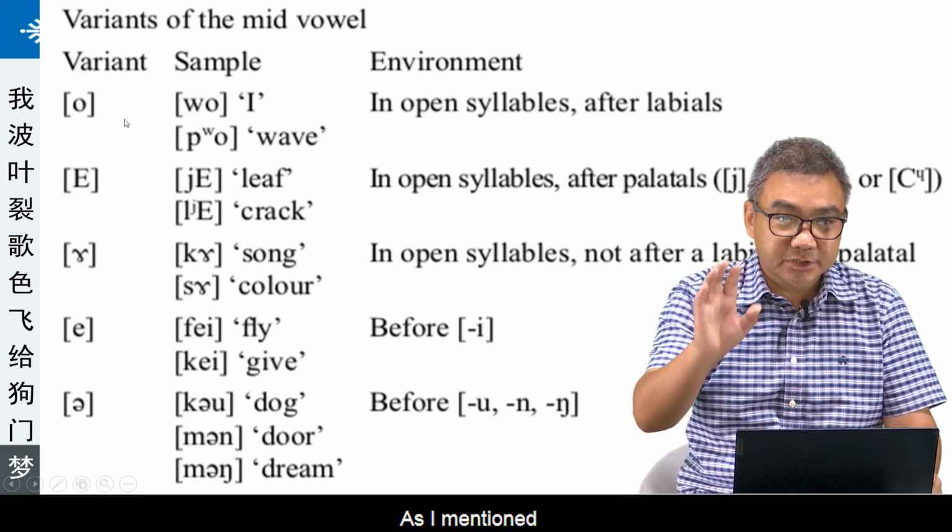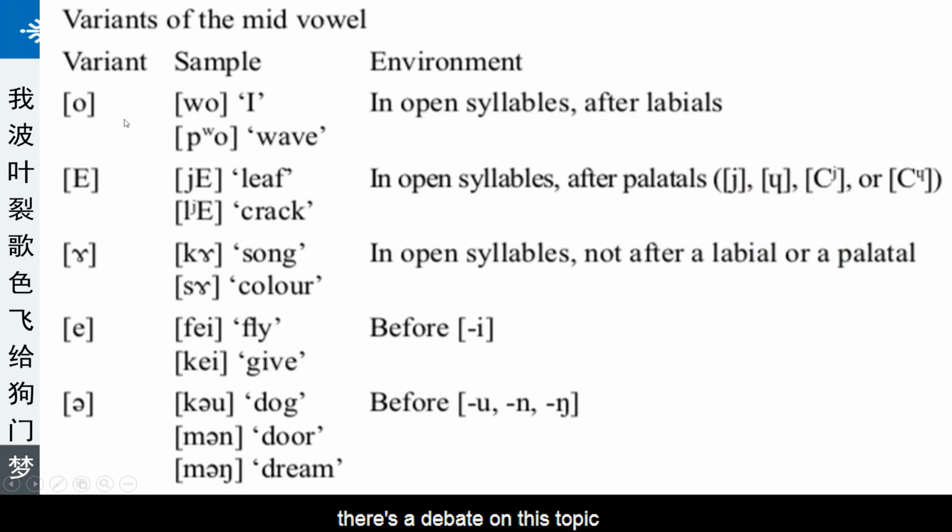As I mentioned, there is a debate on this topic, okay? Whether they can be regarded as the same phoneme. I do not think so, but some scholars believe that. Or here, because they are complementarily distributed. Here shows the environment in which each phone appears, where each member of the allophones appears.